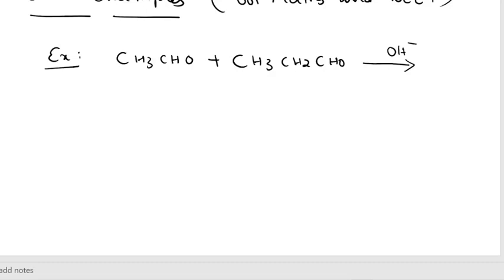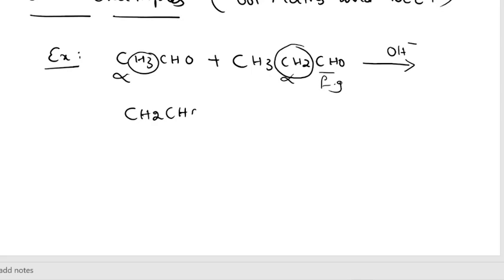Now listen carefully. If we consider acetaldehyde, no doubt we know it has the alpha hydrogens. These are the alpha hydrogens. And where are the alpha hydrogens in the case of propanaldehyde? This is the functional group and this is the alpha carbon, and these are the alpha hydrogens, right? It has the capacity to convert into a carbanion.